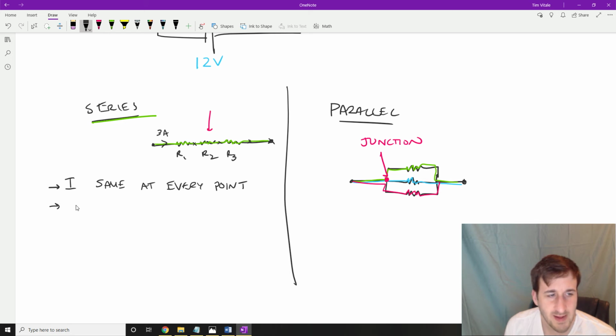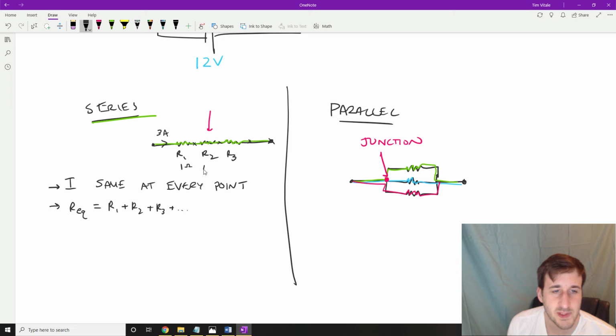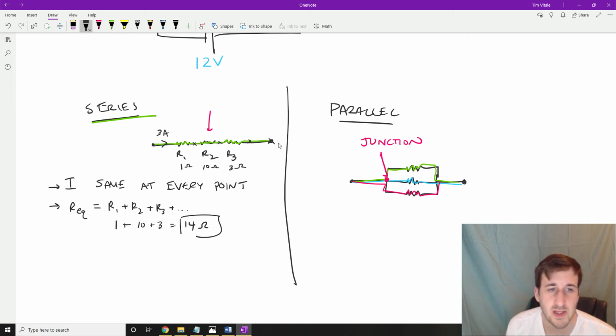Number two, finding the equivalent resistance is easy for a series. All you have to do is just add them up. It's R1 plus R2 plus R3 plus however many resistors you have. So if R1 is 1 ohm and this is 10 ohms and this is 3 ohms, you would just do 1 plus 10 plus 3, and the total resistance of that circuit would be 14 ohms. All right, so it's pretty straightforward, pretty easy for finding series circuits.